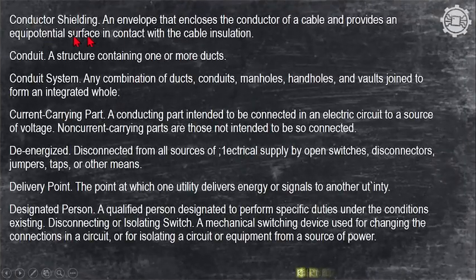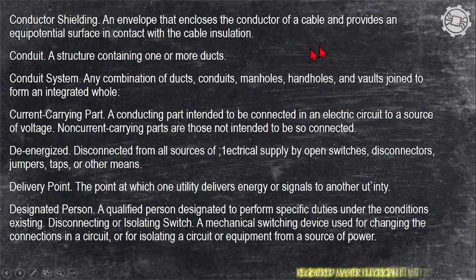Okay, then you have conductor shielding, an envelope that encloses the conductor of a cable and provides an equipotential surface in contact with the cable insulation. So the purpose of cable shielding, aside from protecting also the conductor, is to provide equipotential surface. What is meant by equipotential surface? So there is zero voltage between the insulation and the conductor. Kasi pag meron siyang voltage na nag-exist between our insulation and our conductor, nagkakaroon yan ng voltage drop. Makakasama na yan sa ating voltage drop.